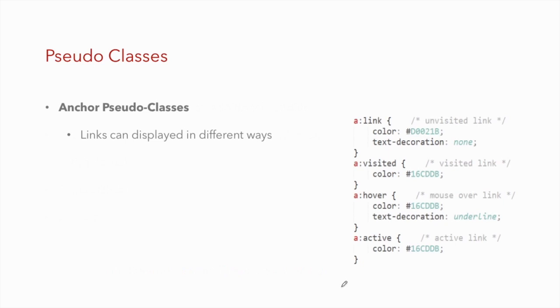We'll talk about the anchor pseudo classes. These are used for hyperlinks. This is the unvisited link, and this is how we can use colon link. Then we have colon visited, that is for the visited link. Then we have colon hover. When you hover the mouse over the link, you can use hover as the pseudo class. And then finally we have colon active, that is basically used for the active link. So these are different states of a hyperlink, and this is how we can use pseudo classes and apply different styles to the different states of a hyperlink.